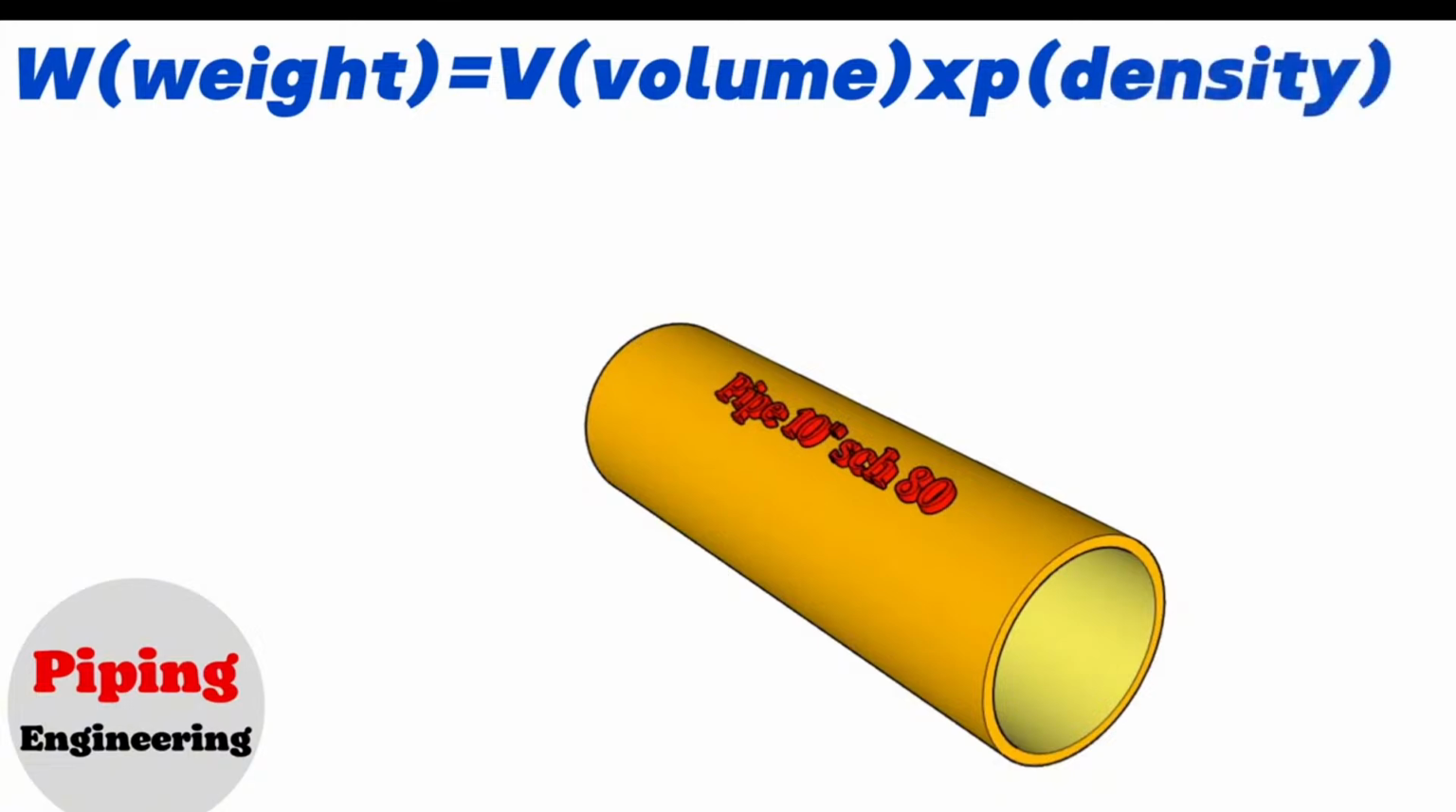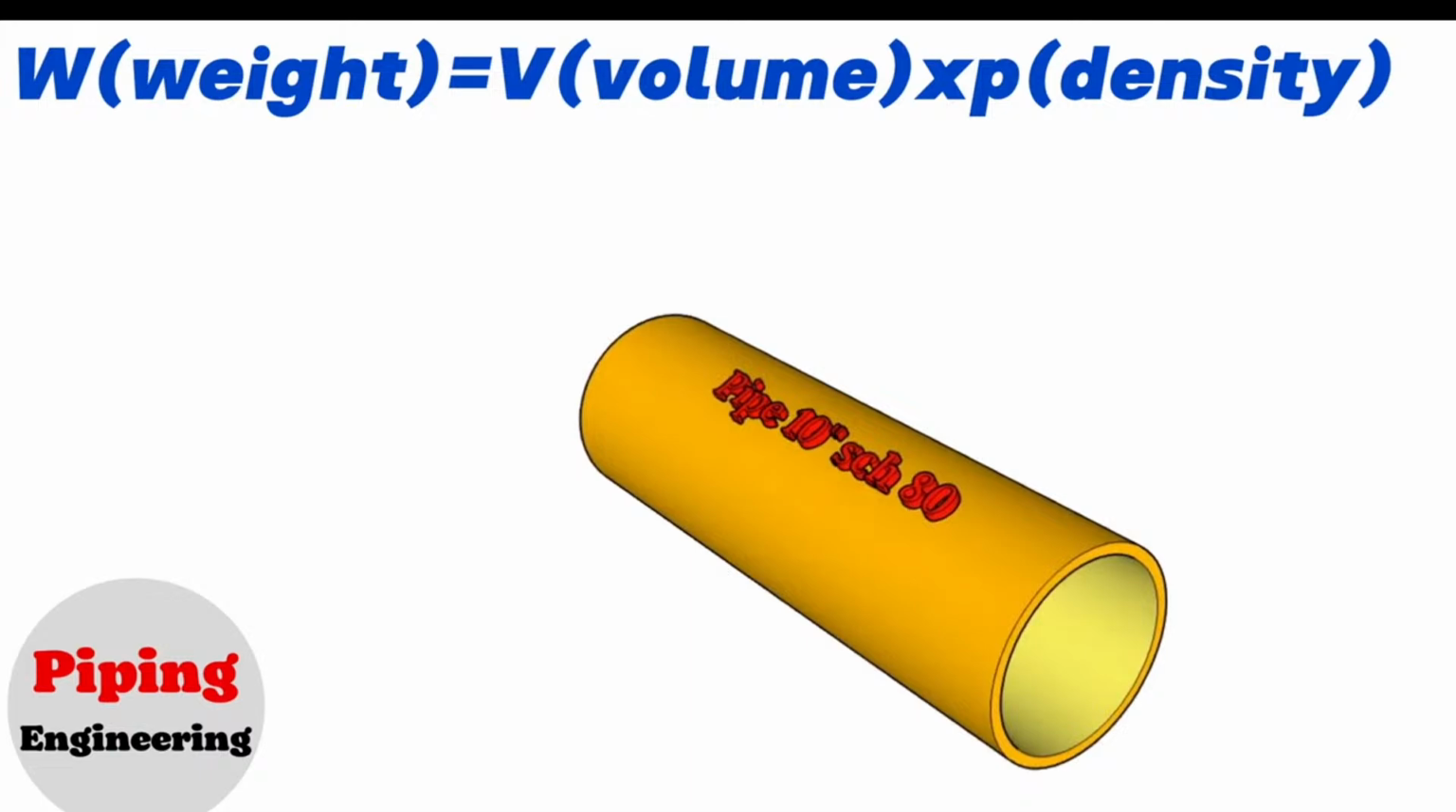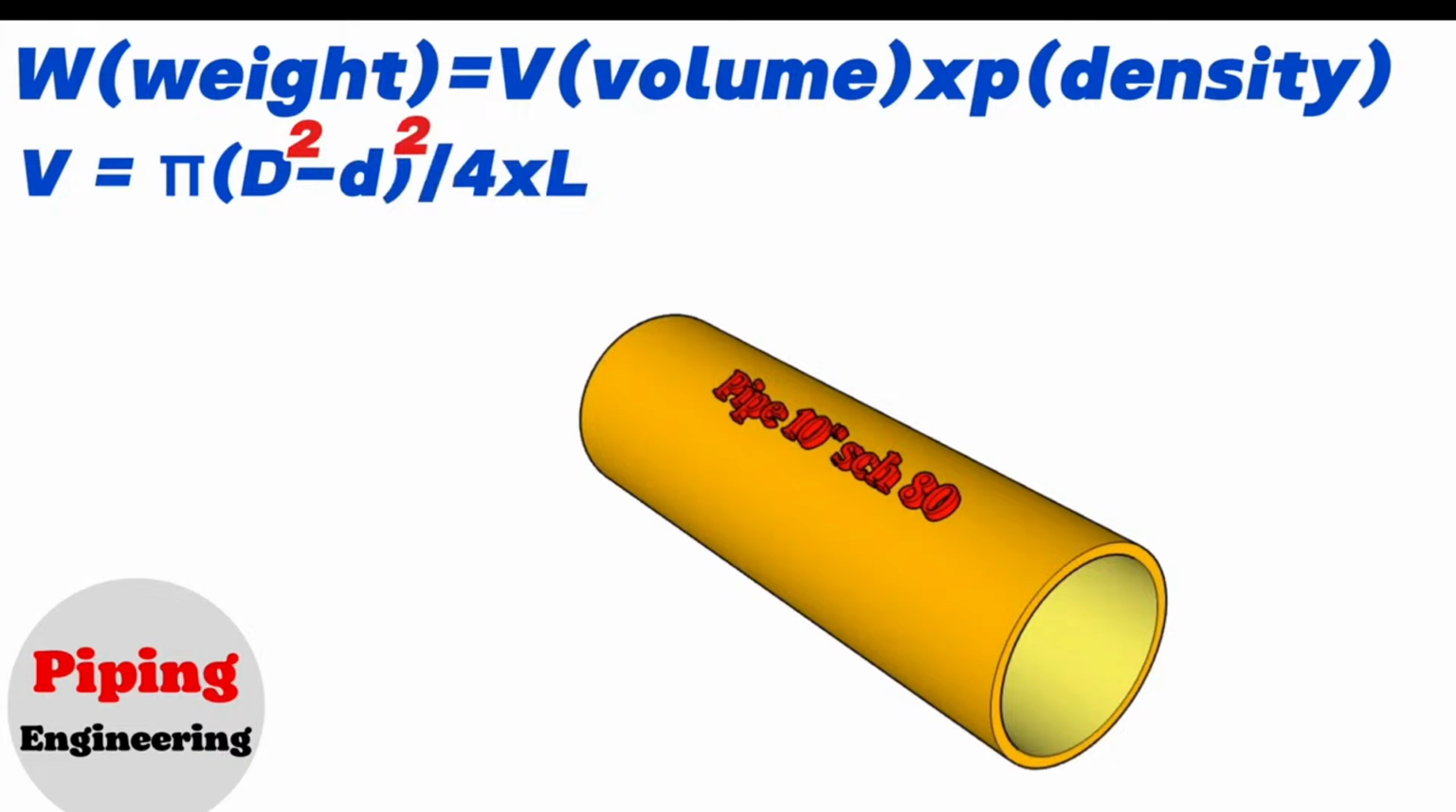In this formula, the density of the material is taken from the density chart of the materials. We have to calculate the volume ourselves. To calculate the volume we will use this formula. The volume equals pi multiplied by, in brackets, the squared outside diameter minus the squared inside diameter, divided by 4, multiplied by the length of the pipe. This formula applies to all pipe sizes.